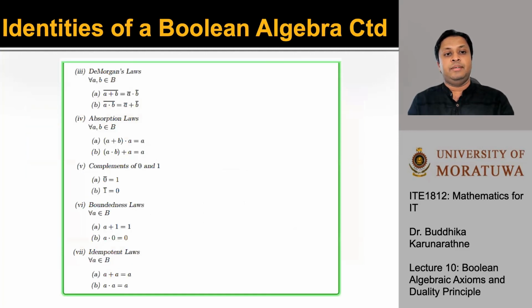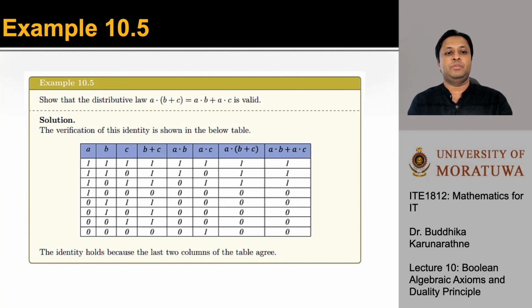You can actually try for all these identities and laws and try to prove that they are actually valid. So this is only one example. We took the distributive law and proved that actually the distributive law is valid.